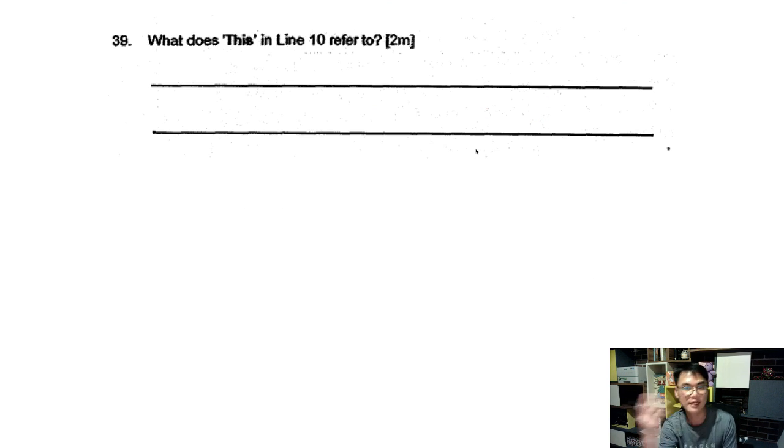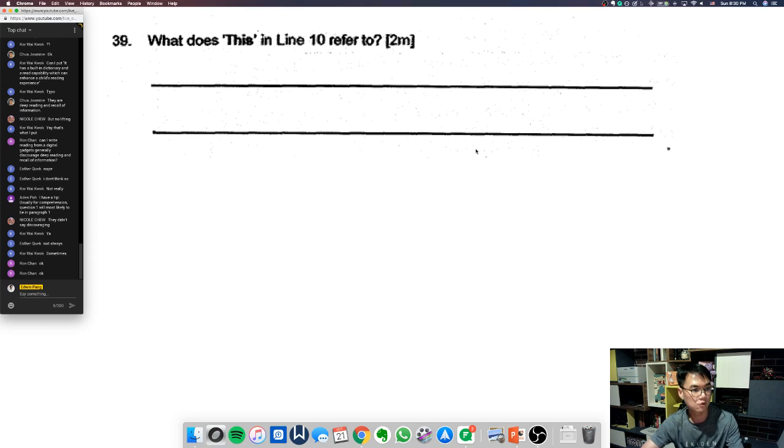What does this in line 10 refer to? Let's see who I can get. Yeah, that's right, Aiden. Very good. Usually the questions are tied to the different sections, right? Question 1 will be paragraph 1, question 2, likely paragraph 1 or paragraph 2. Good point. Thank you very much.